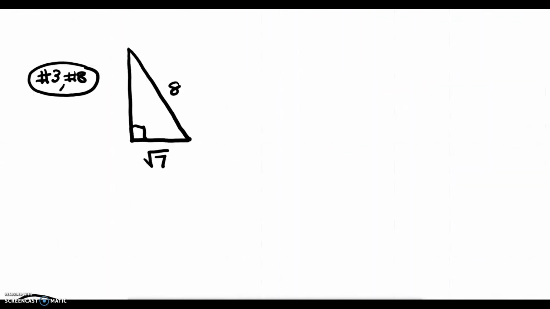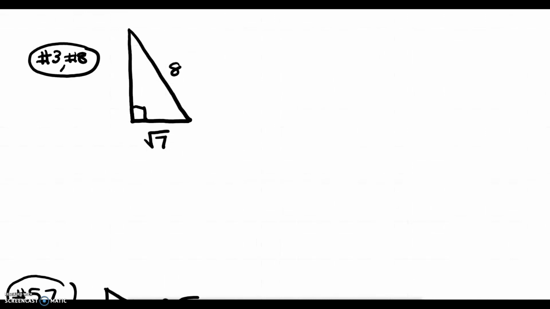Okay, and then I'm going to do this problem here. It's like problems 3 and 8 on your worksheet. So step number 1 is identify the hypotenuse. And there it is. This is going to be my C. Label the other two sides as A and B. And then step number 3 is to set up Pythagorean's equation to solve.